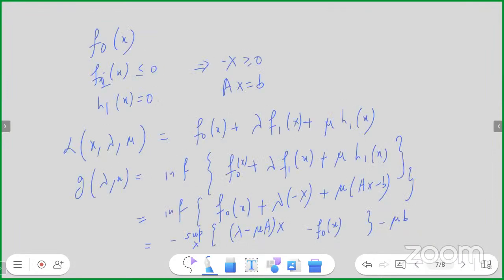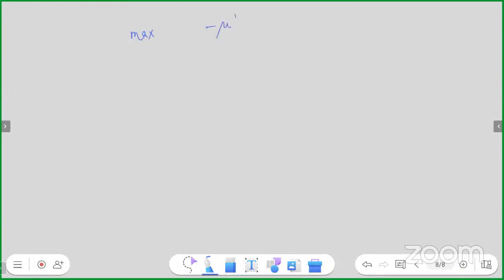So the final answer in the dual would be maximize, what are the two terms? Minus mu b and a minus of f0 star evaluated at lambda minus mu a, where lambda minus mu a belongs to the domain of f0 star. This is how intricately your conjugates are dependent. And that's why it's so useful to know what the conjugate of a function is.